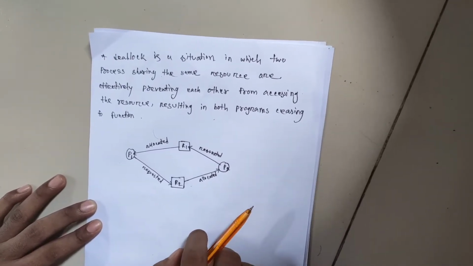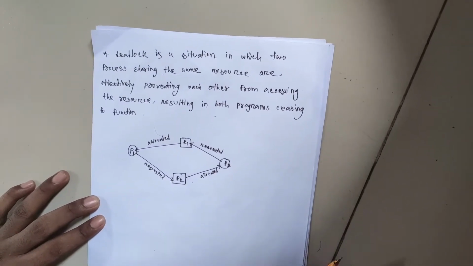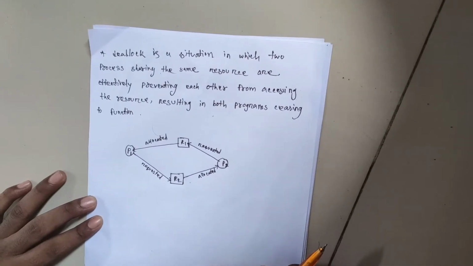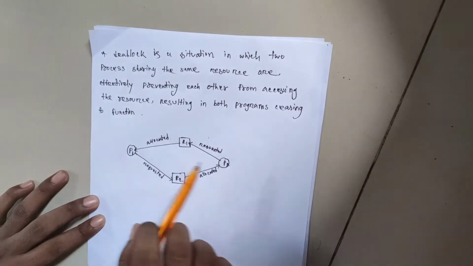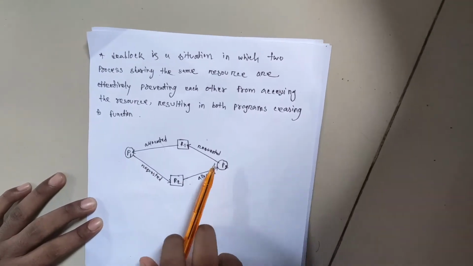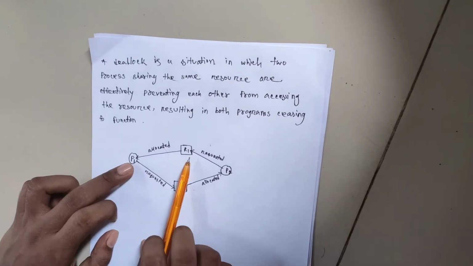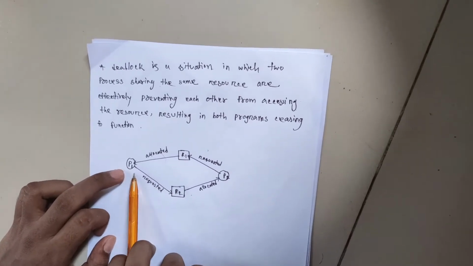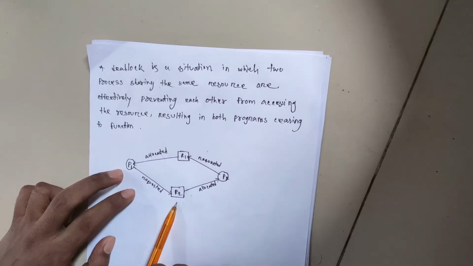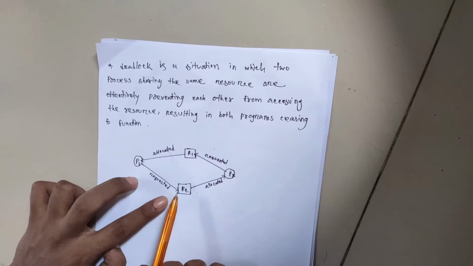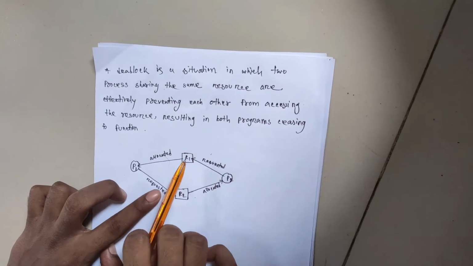A deadlock is a situation in which two processes sharing the same resource are effectively preventing each other from accessing the resource, resulting in both programs ceasing to function. That means here are two processes, P1 and P2, and two resources, R1 and R2. P1 is already allocated R1, but process 1 is requesting resource 2. He is requesting R2, but R2 is already allocated to P2, and P2 is requesting R1.